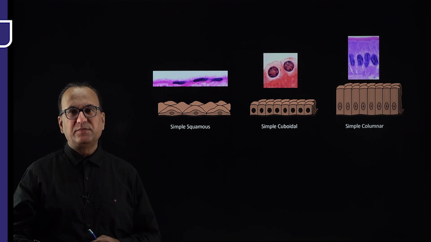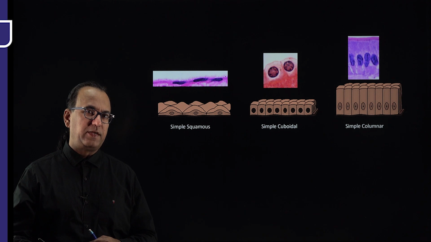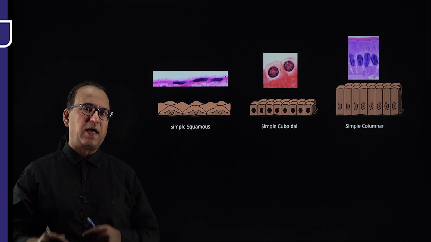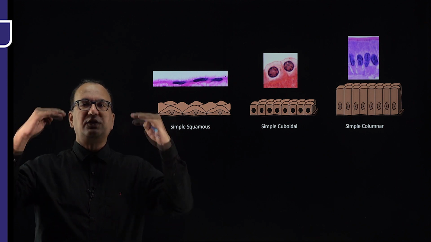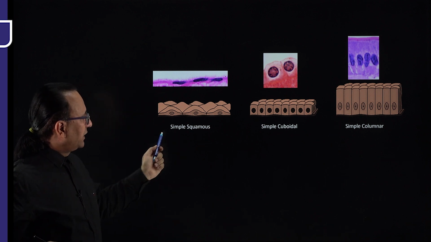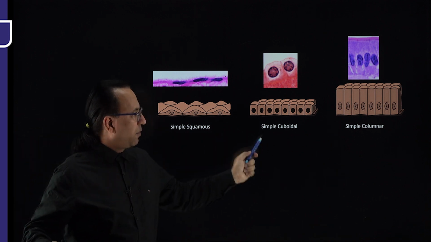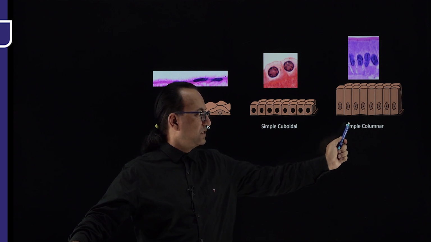Now, the epithelium may be simple epithelium or multi-layered stratified epithelium. Simple epithelium will have only a single cell layer, but in stratified you'll have multiple cell layers. And in the simple epithelium, we have three types: simple squamous, simple cuboidal and simple columnar epithelium. Let us talk about the details in this diagram then.